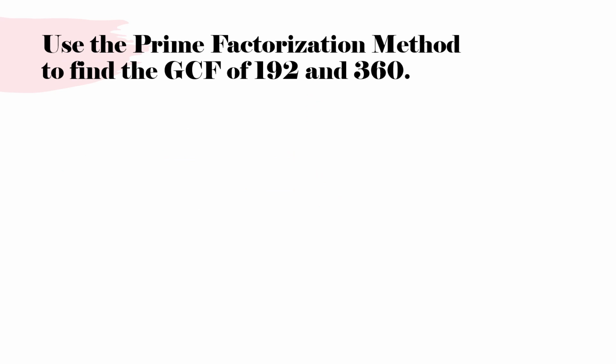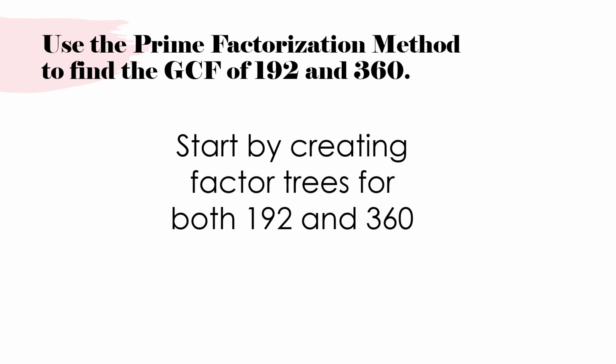Now I'm going to show you how to use the prime factorization method to find the greatest common factor of 192 and 360. So we're going to need to create factor trees for both numbers. I'm going to go to the next page, give myself a little bit more room to create these factor trees. So let's start with 192. My first instinct here was to divide by 2 because I see that it is divisible by 2 since it ends in an even number.